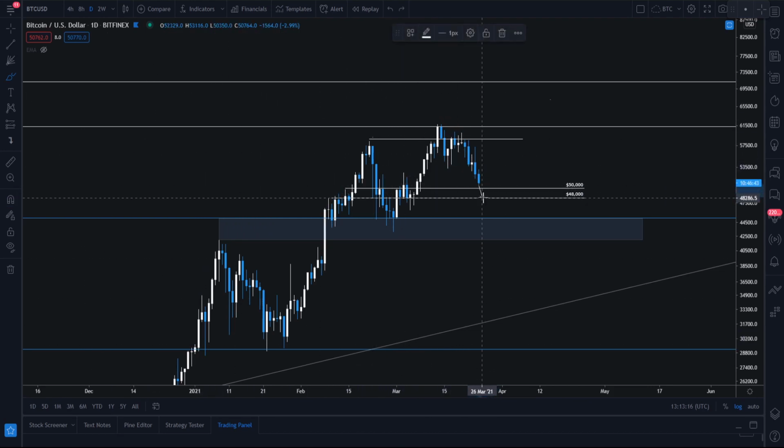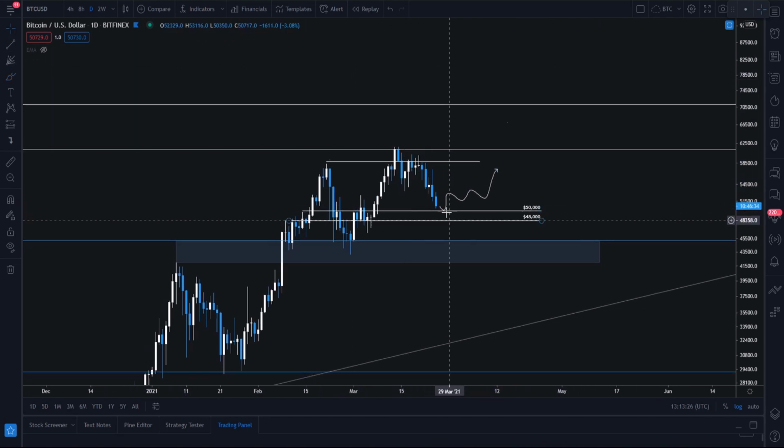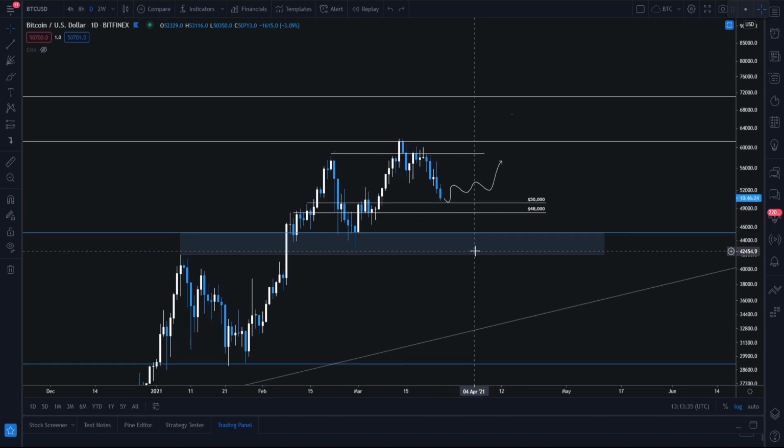So maybe we could see a wick down to 48, but we need all closes above 50k to keep any bullish momentum right now. If we see 50,000 or 48,000 start acting as resistance, then this is the second bearish setup, and likely we're going down to the low 40k region. But right now, there's no reason to suspect that, and things are looking better in terms of support. So 50k is the level to be watching.